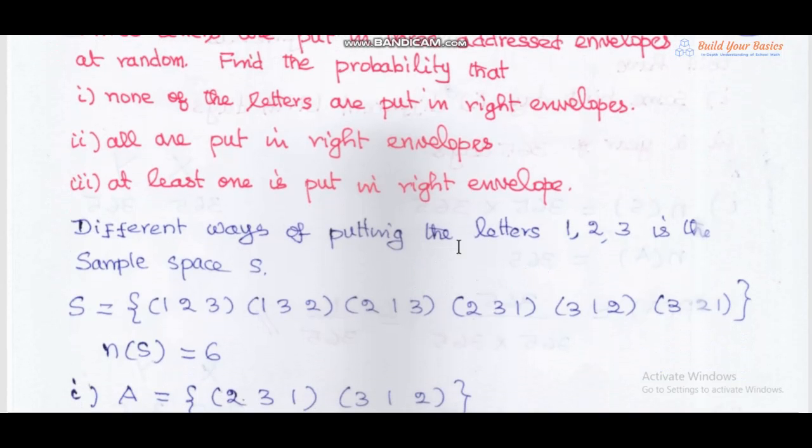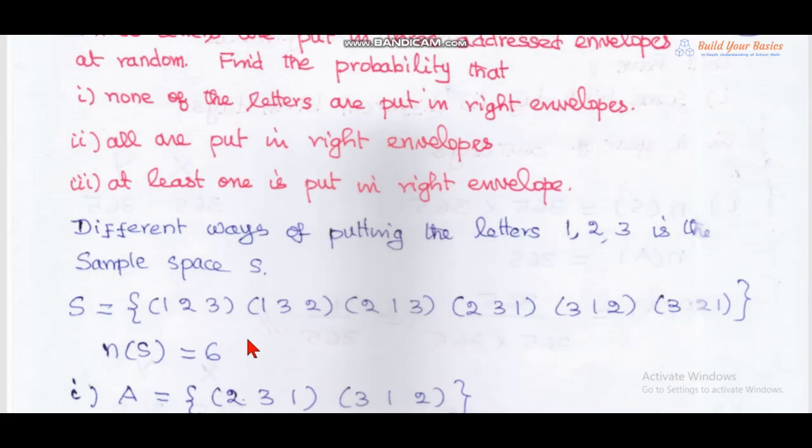Different ways of putting the letters 1, 2, 3 in 3 envelopes is the sample space. So S is 1, 2, 3; 1, 3, 2; then 2, 1, 3; 2, 3, 1; then 3, 1, 2; 3, 2, 1. So the sample space consists of 6 elements.